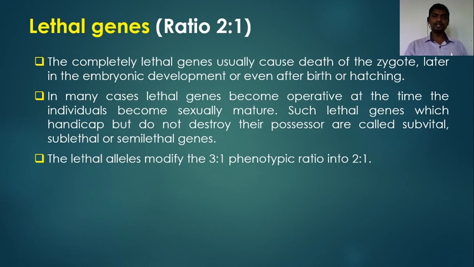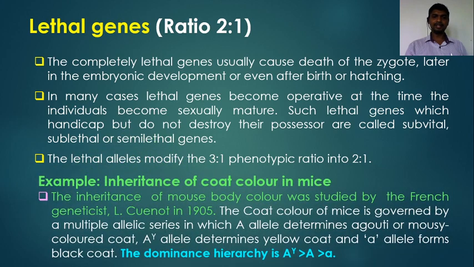So the lethal genes under homozygous condition are responsible for the death of the possessor. The completely lethal genes usually cause death of the zygote later in the embryonic stage or even after birth or hatching. The lethal alleles modify the 3:1 phenotypic ratio into 2:1 because of the death of the homozygous individual. One of the individuals has died, due to which the 3:1 phenotypic ratio has been modified into 2:1. Here we are taking the example of inheritance of coat color in mice.